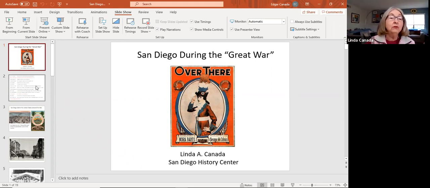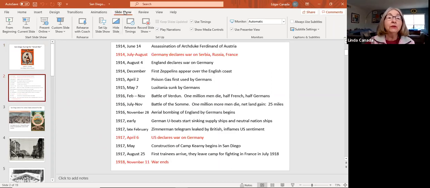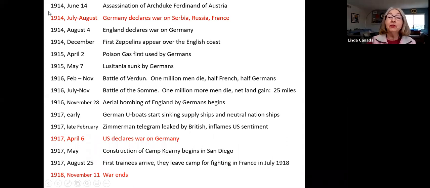Okay, so let us move straight ahead here into the slideshow. And this is just a very short timeline of the details of the war. What I want you to notice is that the war actually started in 1914. But if you go almost all the way down the timeline, you will see that the United States did not get involved until 1917. So there was a whole lot of things going on in Europe. Germany was at war with a number of countries. England declared war on Germany. And Americans were very non-committal about getting involved.